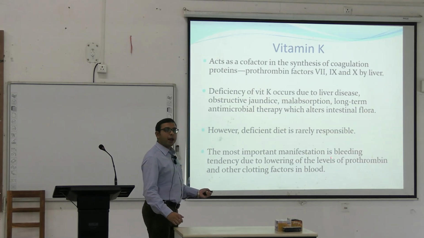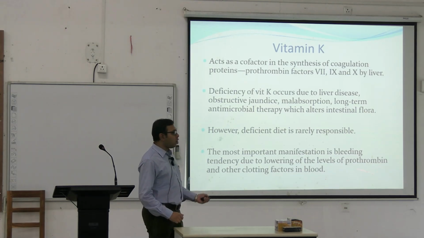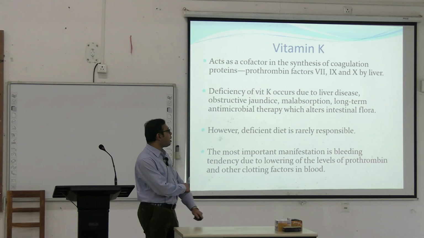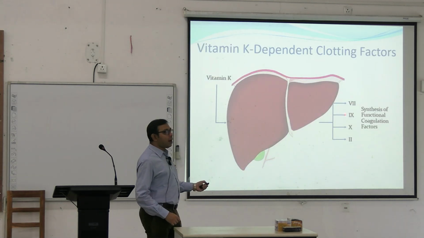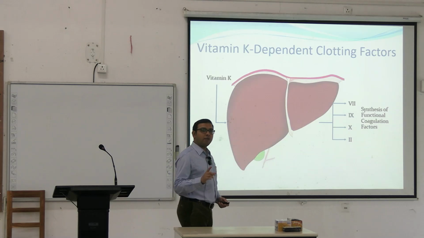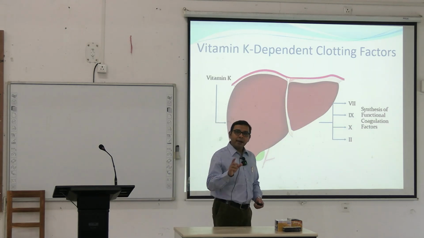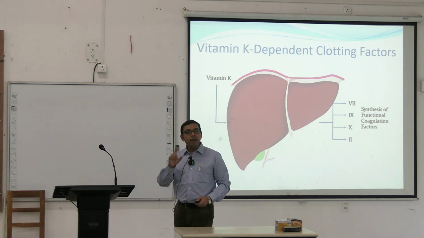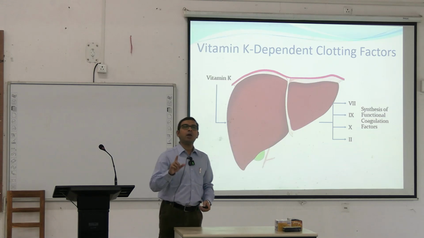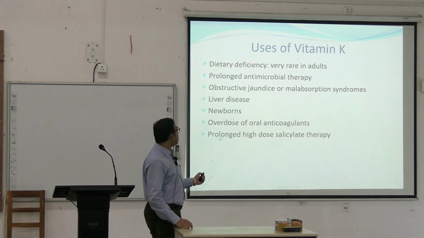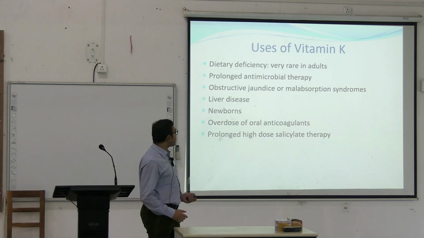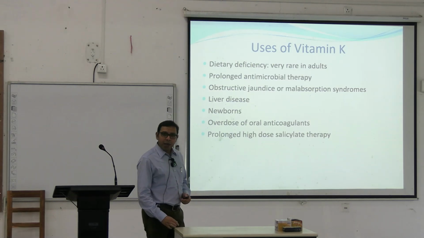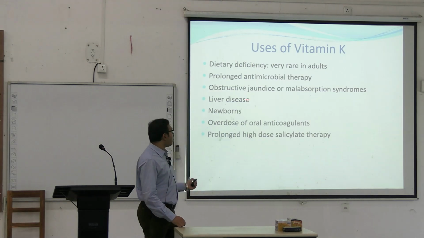The most important manifestation is the bleeding tendency due to lowering of the levels of the prothrombin and other clotting factors in the blood. So 2, 7, 9, 10, remember these are the 4 clotting factors that are synthesized in the liver, and this synthesis needs the action of the vitamin K. So vitamin K is used in dietary deficiency, but it is rare. Prolonged antimicrobial therapy, already you have discussed.